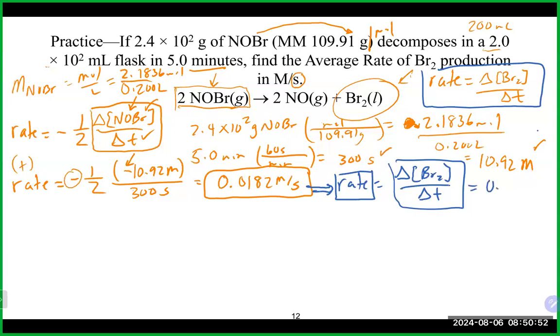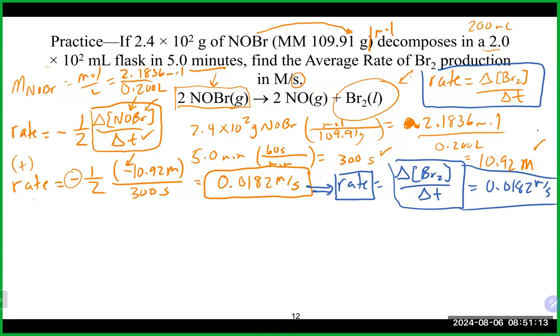It will equal 0.0182 molar per second, which will actually be the rate there of how Br2 is changing with time. So Br2 is actually increasing at the average rate of the overall reaction that's happening in this particular case. Any questions on that there?